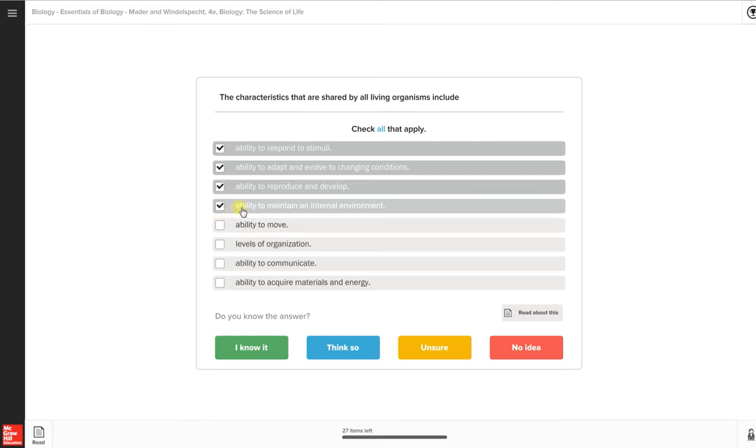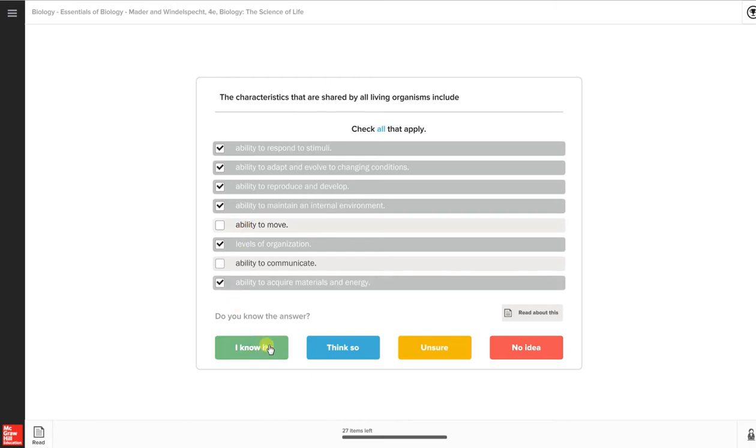Does everything have the ability to move? Well, I know some trees that can't walk around very well, right? Many of them are organized. Some of them, communication, of course, is pretty relative here, right? And of course, they all have the ability to acquire materials and energy. And then you answer the question based on how you feel about it.